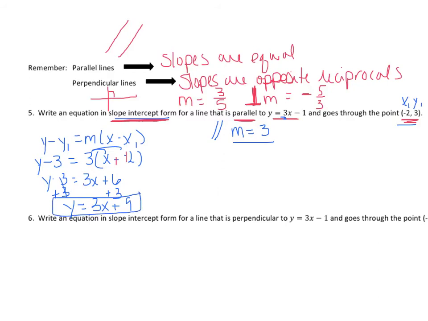Now, one thing that we can do at this point is we can check our answer. The first thing we want to do is check that it is parallel. Well, if it's parallel to this line, then it's going to have the same slope.